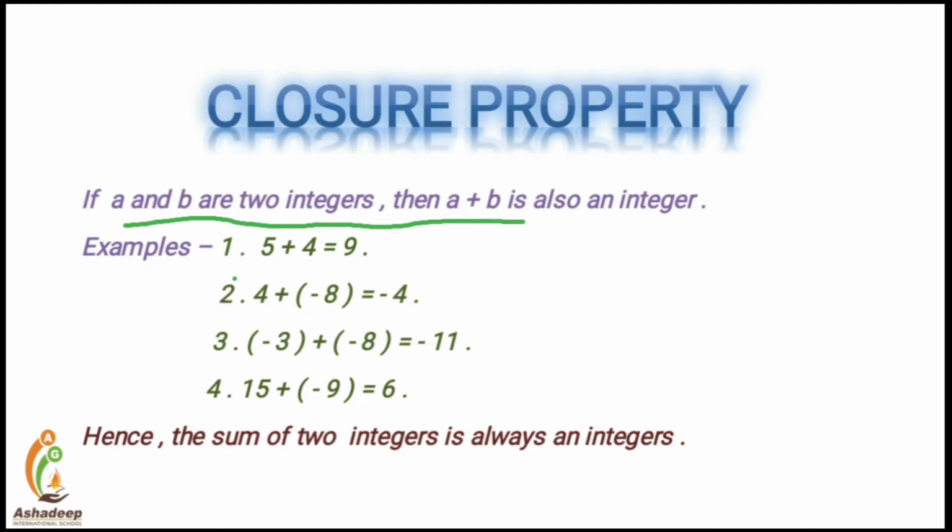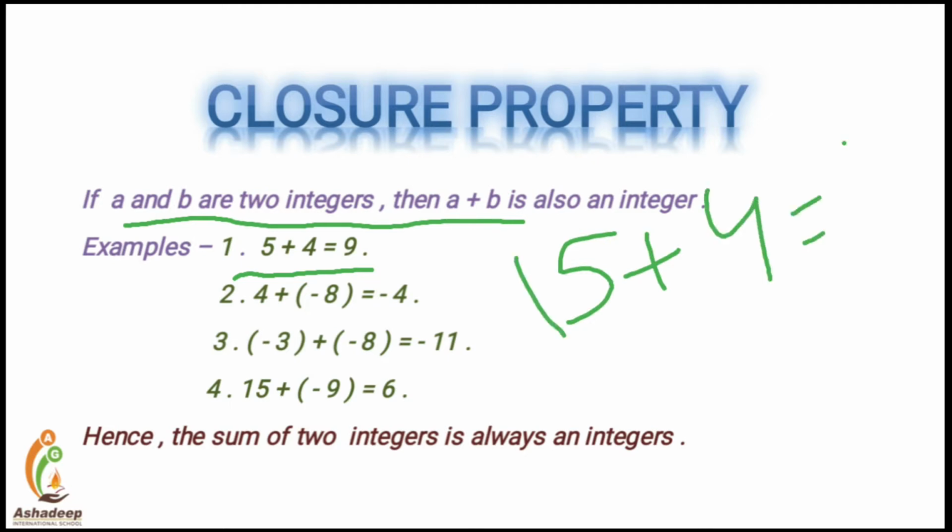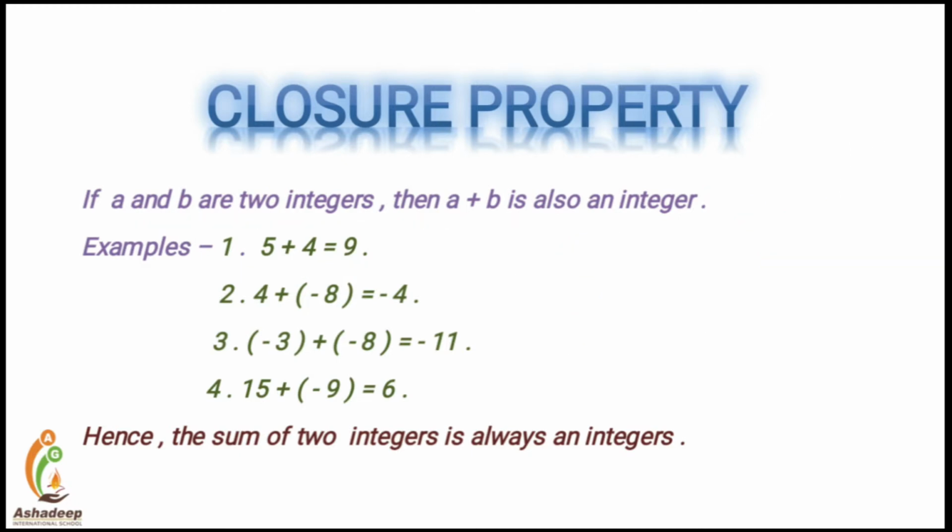Here I have taken first example, the both are positive integers. So if you add any two positive integers, its sum also will be a positive integer. So 5 plus 4, 9. Here I took 15, then plus 4. It is also equals to 19, and all these numbers are integers, positive integer. Clear? Let's move to the next one.